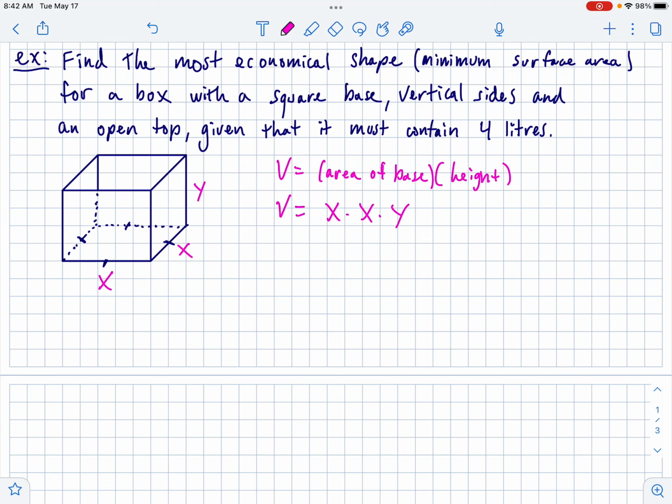Hold on. Sorry, just a second. Why are they switching to centimeters? Sure, whatever. Okay. You know what?